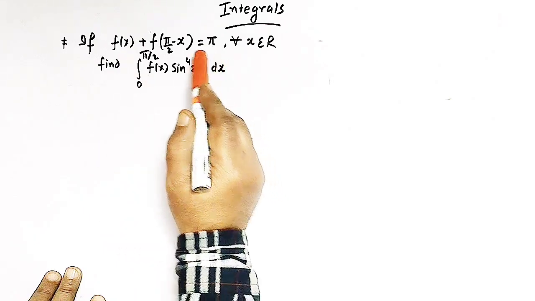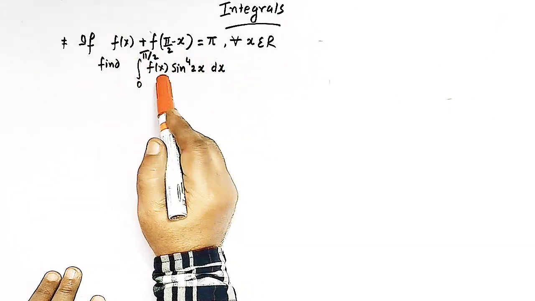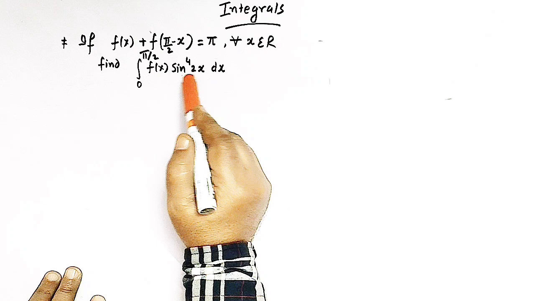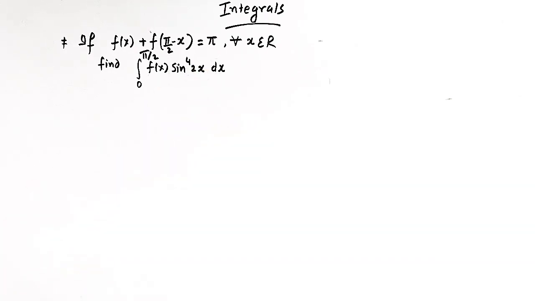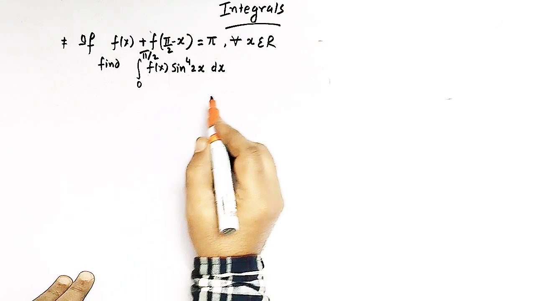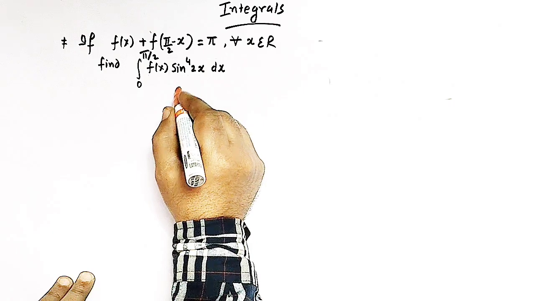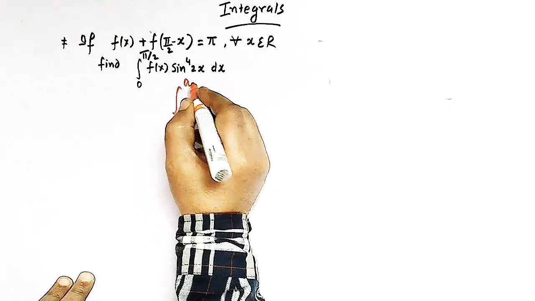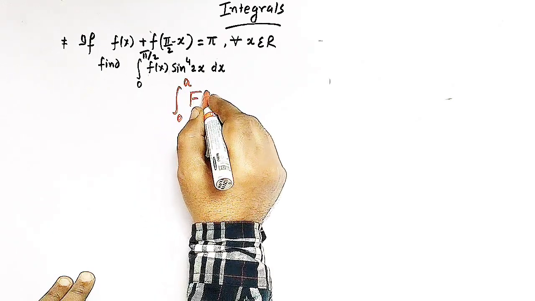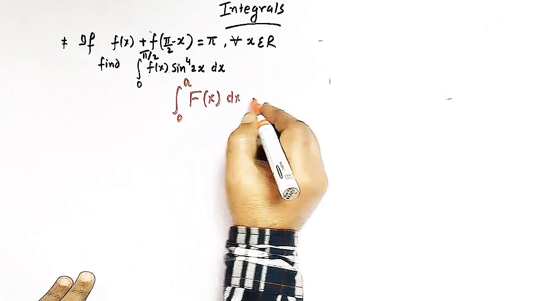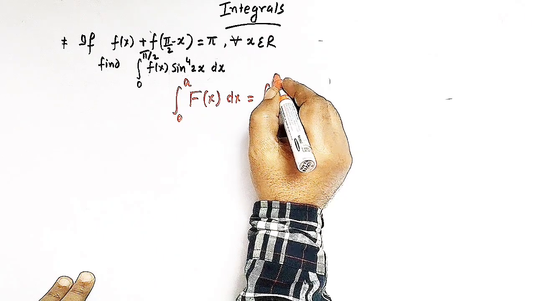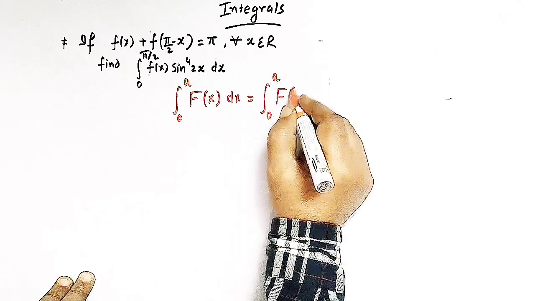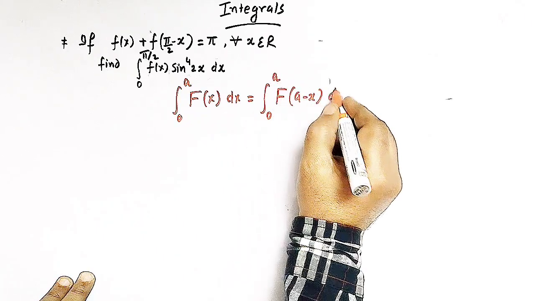And we have to find out the value of this integral, that is the integral from 0 to pi by 2 of f of x times sine 2x raised to 4 dx. So to solve this problem, we'll make use of this property of definite integrals, where we have an integral, say from 0 to a, of f of x dx, then the value of this integral can be written as the integral from 0 to a of f of a minus x dx.